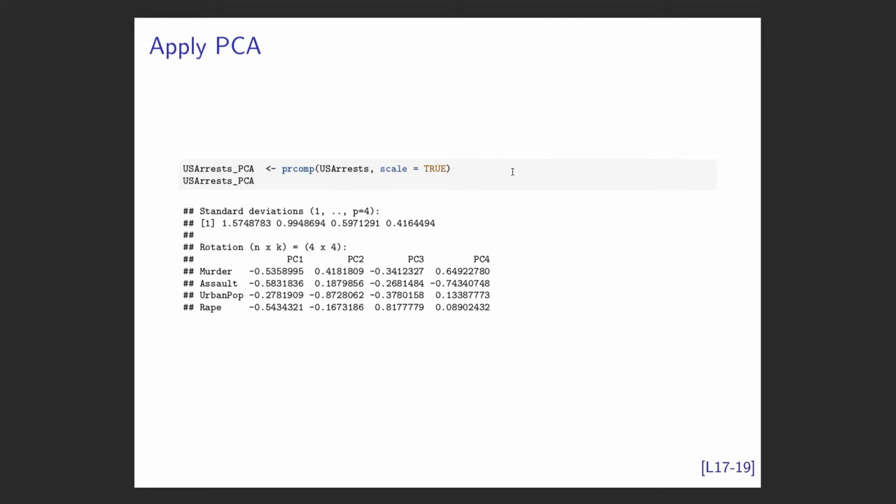And here you've got your principal components. For the first principal component, you take murder times minus 0.53, assault times minus 0.58, rape times minus 0.27, and urban population times minus 0.54. So those are your loadings that you would multiply each value by. They're your phis in that model. Then the second principal component, third, and fourth.